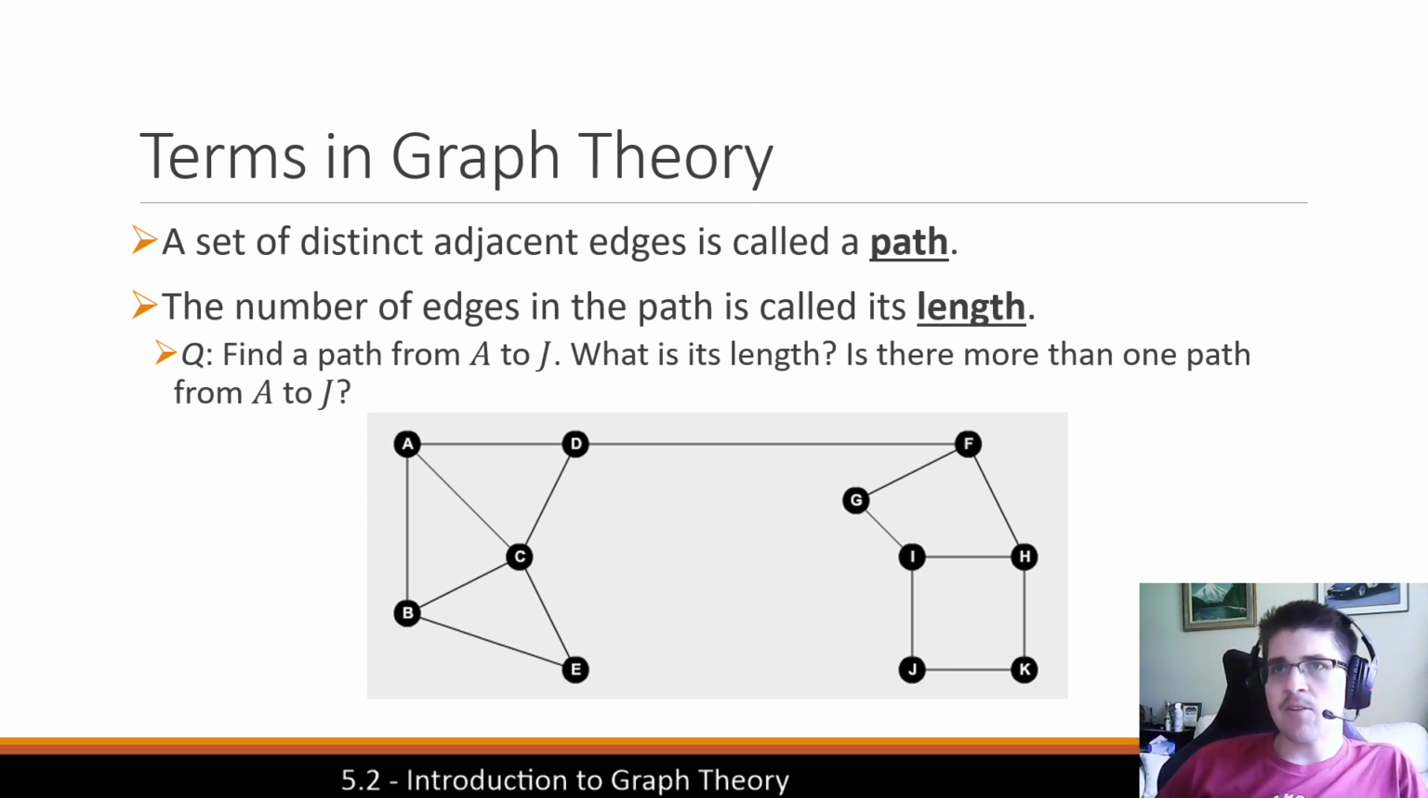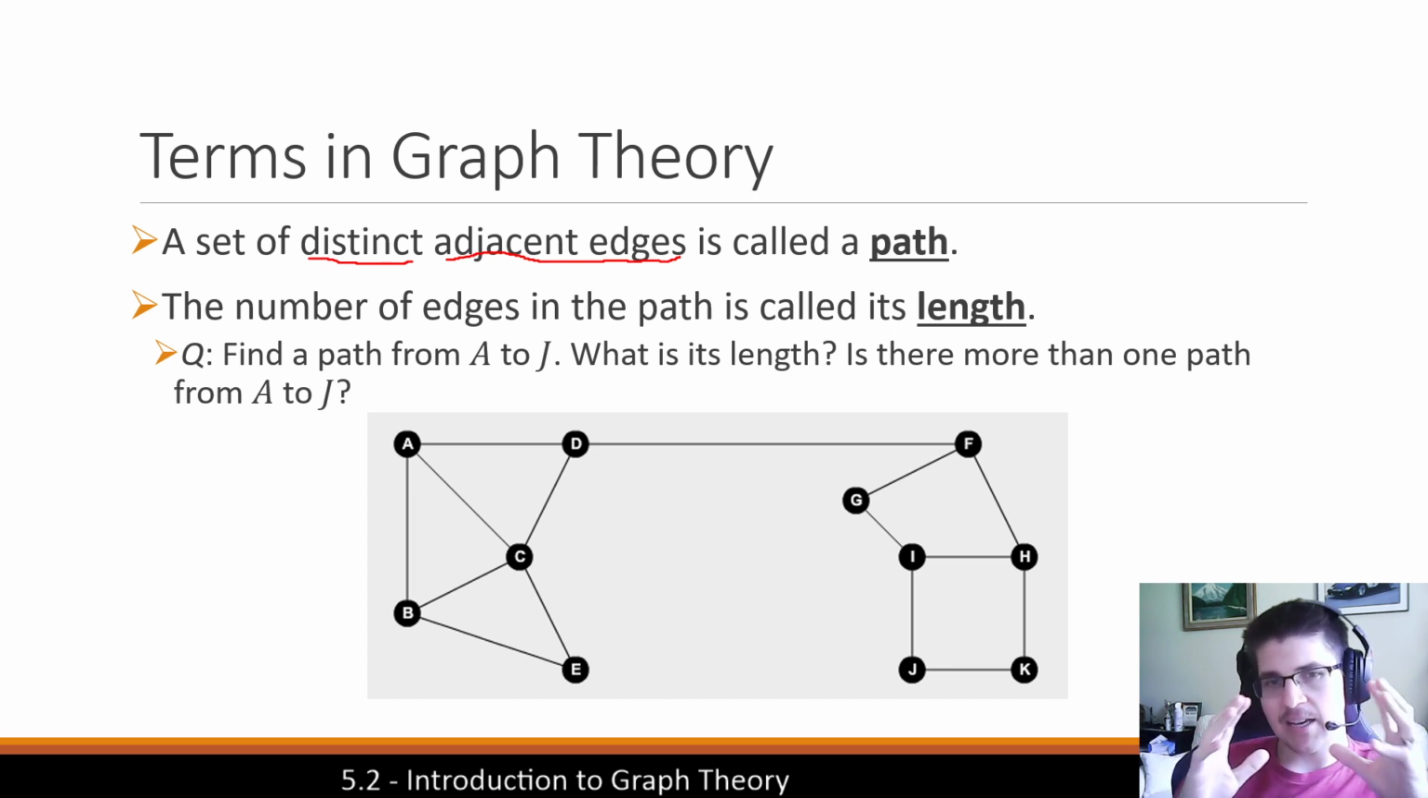So in graph theory, a path is a set of distinct adjacent edges. Distinct is something that's important to not overlook. And what is this saying? It says adjacent edges. Remember, what adjacent edges really meant was that they're connected. So if we take a collection of connected edges, that forms a path.